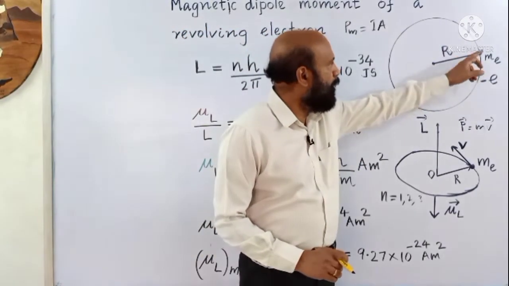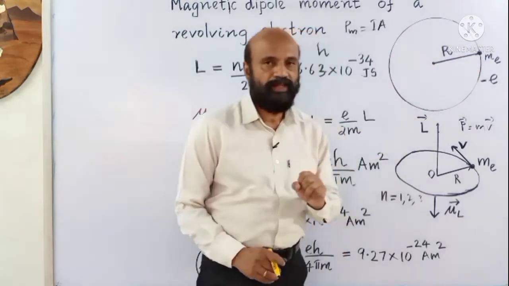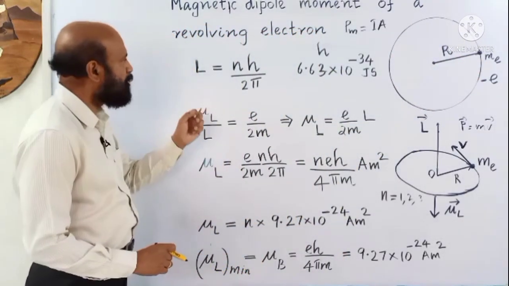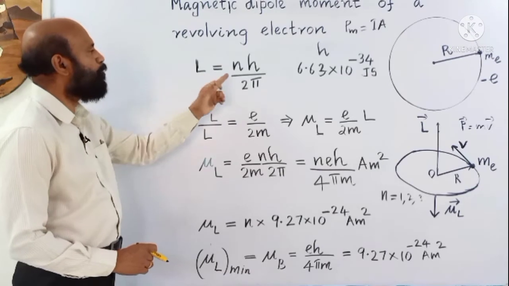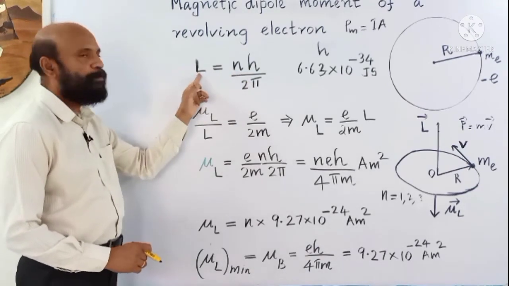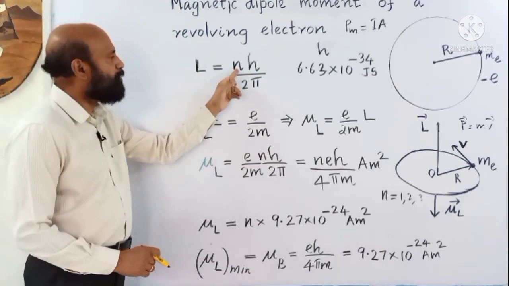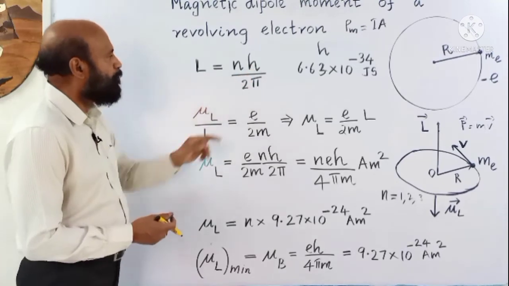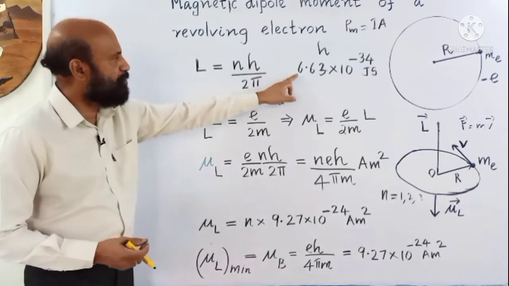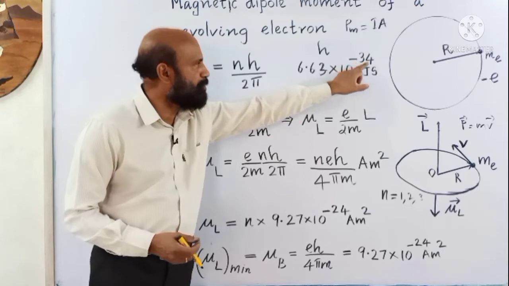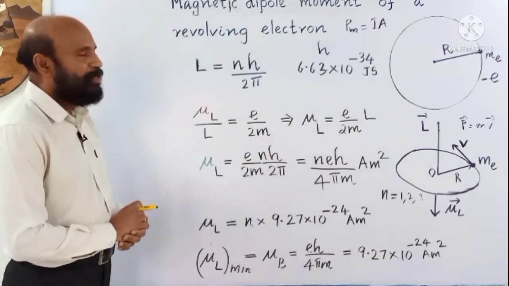According to Niels Bohr, angular momentum of an electron in an orbit is quantized. That means it will be a multiple of h by 2 pi. Angular momentum L is equal to n times h by 2 pi, where h is the Planck's constant, 6.63 into 10 raised to minus 34 joule second.